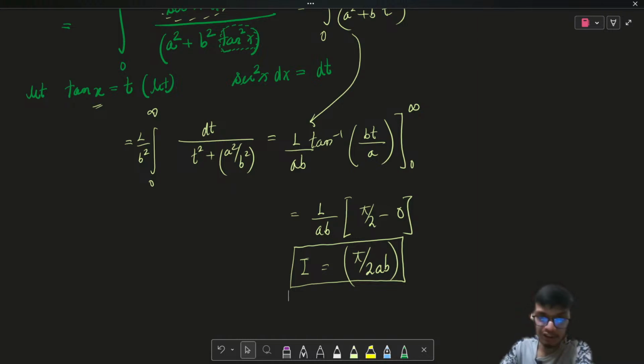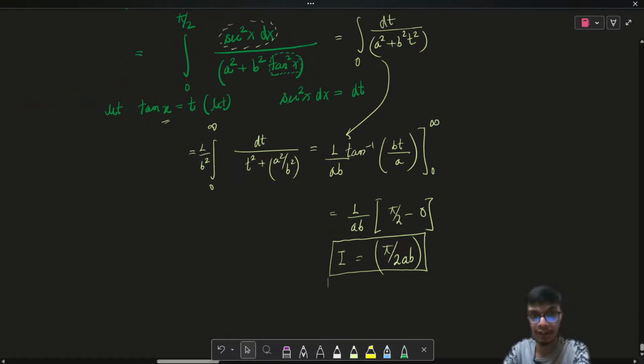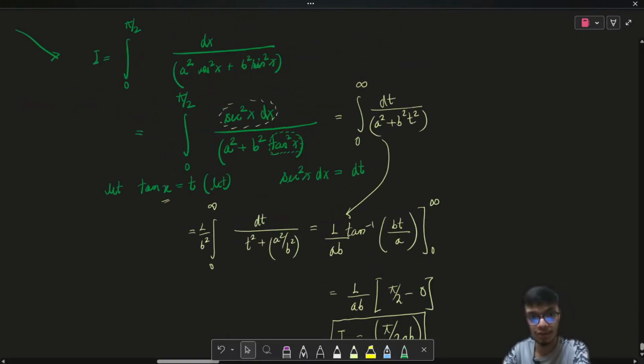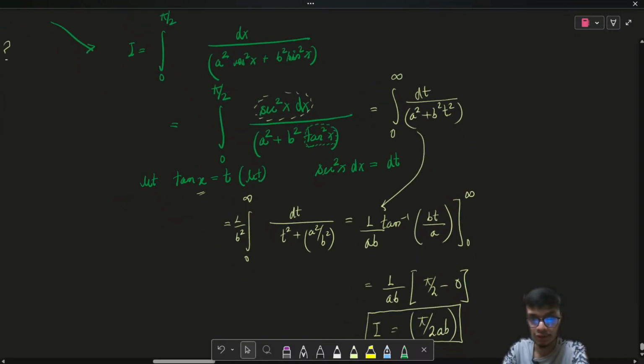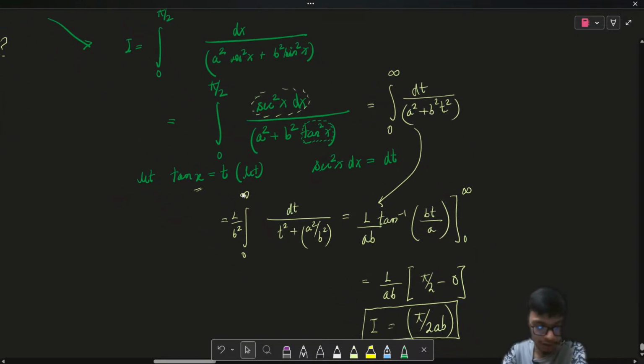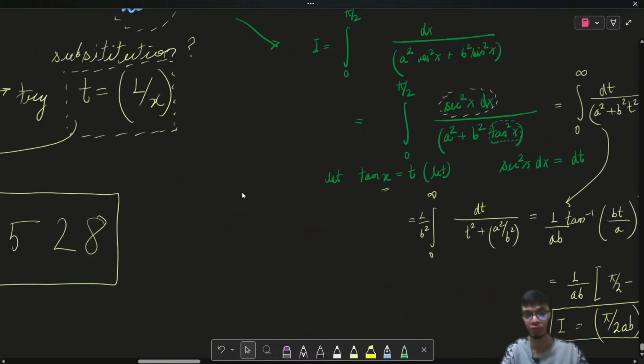Great. Any questions regarding this question over here? Okay. I hope this concept of substitution for definite integral is clear, right? So this type of question you have solved a lot in the previous chapter of definite integral. So I don't think that this will be an issue to all of you, right?